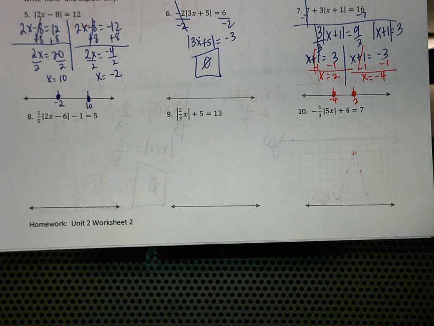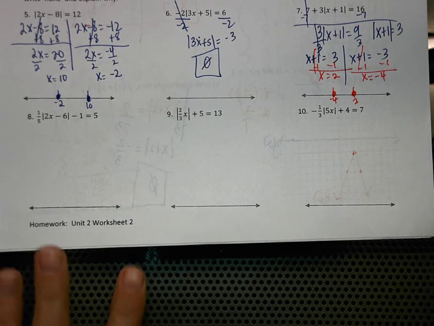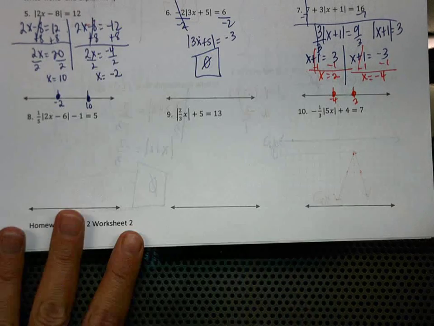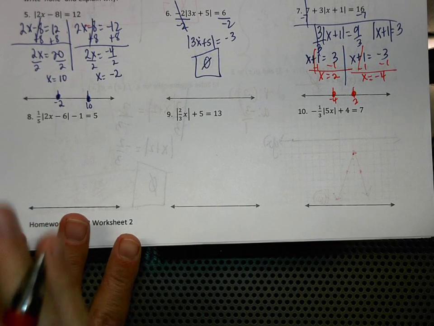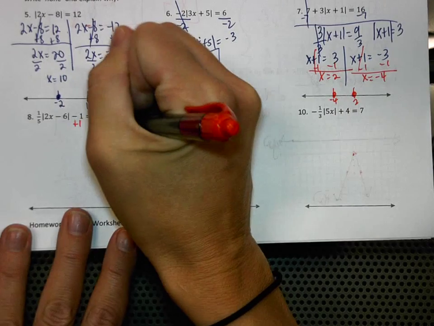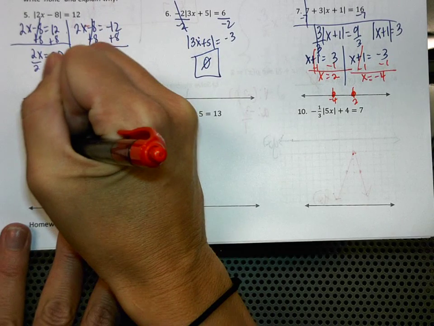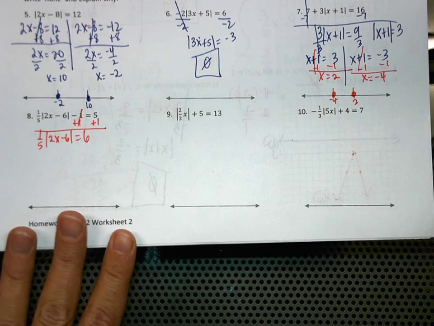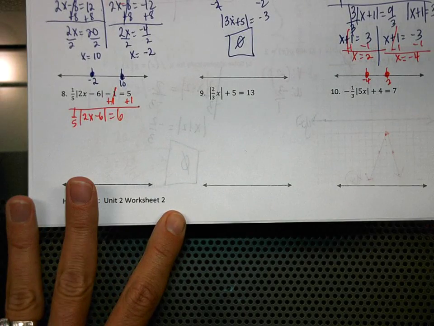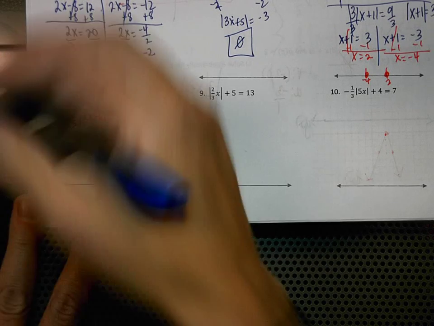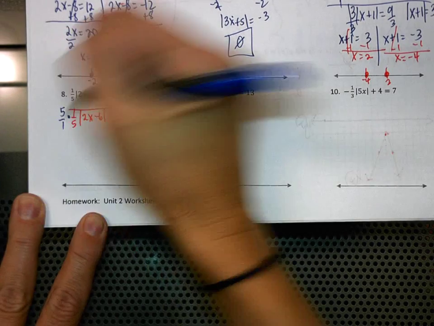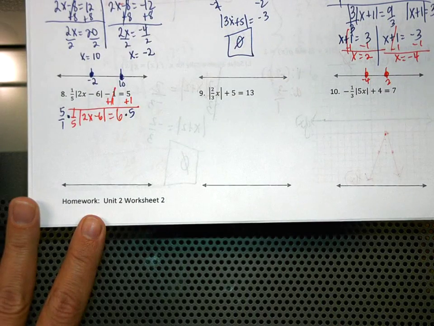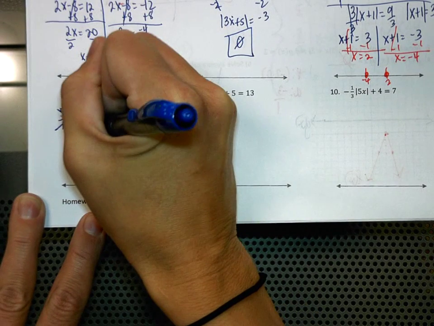Good. Okay, so the two answers were 18 and negative 12. For time's sake, I'm going to go ahead and go through this. So the first thing, you always want to isolate the absolute value. So we add 1 to both sides. I have 1/5 absolute value of 2x minus 6 equals 6. Okay, is the absolute value by itself? No, so you can get rid of 1/5 by multiplying by the reciprocal, which would be 5 over 1, or just 5. So this all cancels out. Absolute value of 2x minus 6 equals 30.